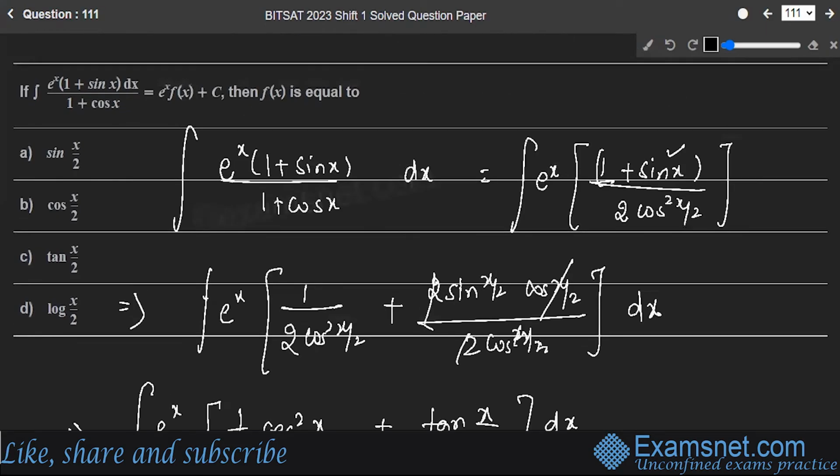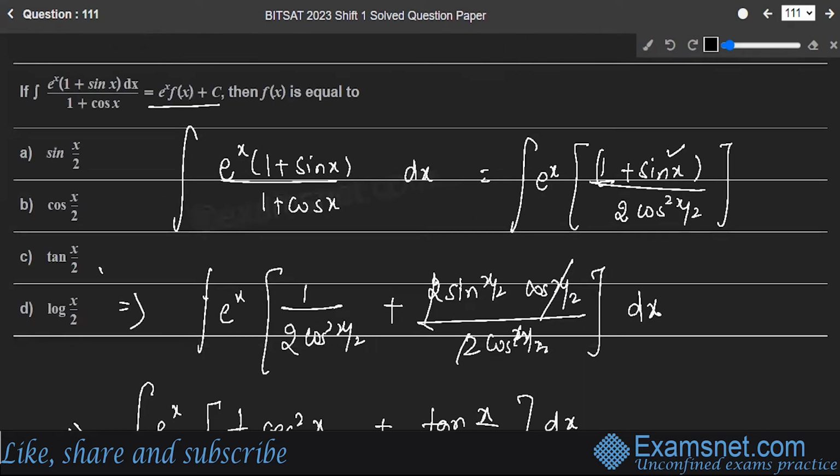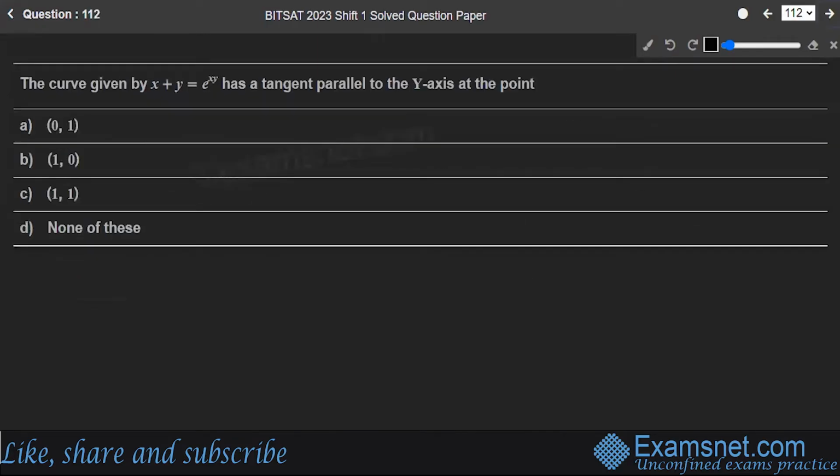And now this is given to you as, according to the question, equal to e power x f(x) plus c. That means f(x) is equal to tangent of x by 2. This is the answer to the question. Option C is the correct answer. Hope you got that. Let's move to the next question, number 112.